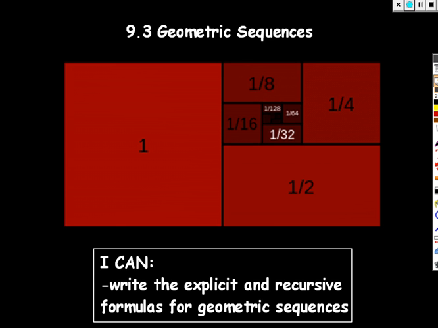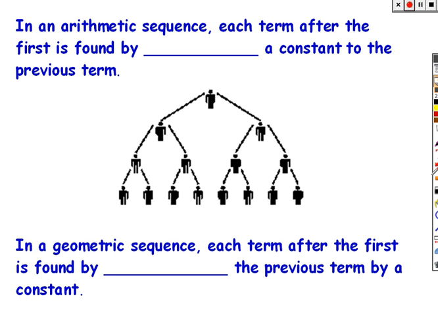In this video, we are going to look at geometric sequences and the explicit and recursive formulas for geometric sequences. So the first question is, what is a geometric sequence? Well, we've been studying arithmetic sequences where each term after the first is found by adding a constant to the previous term.